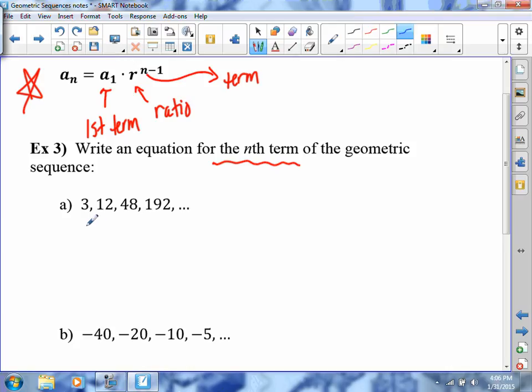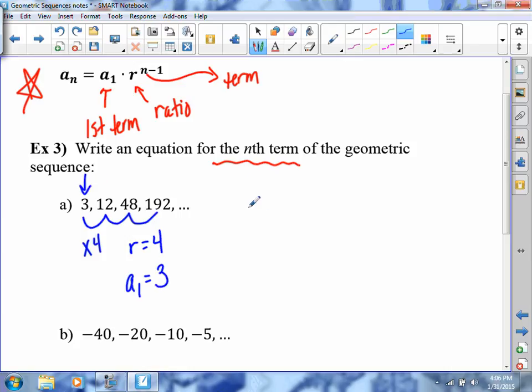So we have to find the r, we have to find that ratio. So to go from 3 to 12, you multiply by 4. To go from 12 to 48, you also multiply by 4. 48 times 4 is 192. Okay, so that's my common ratio then. I'm multiplying by 4. And my first term, they told me that was 3. That's the first term in my sequence right there.